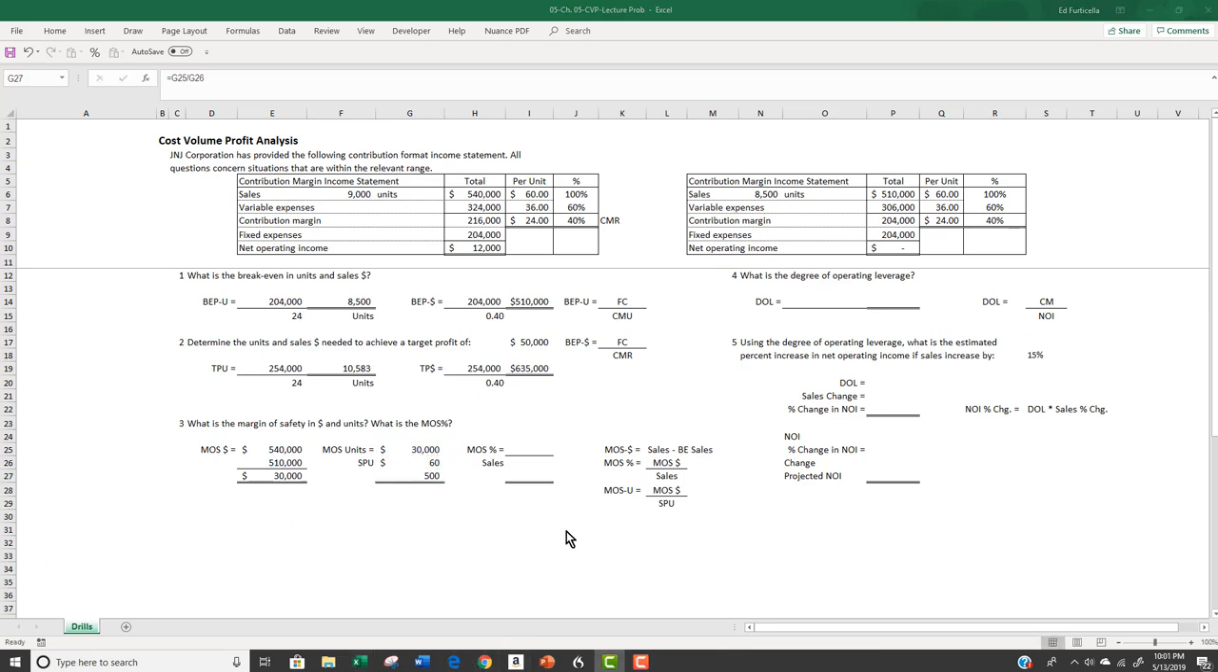Because business professionals like ratios, we calculate the margin of safety percentage by dividing the margin of safety dollars by the sales dollars. In this case, $30,000 divided by $540,000 to get 5.6%. We now say that current sales would need to drop by more than 5.6% before we would show a net operating loss.